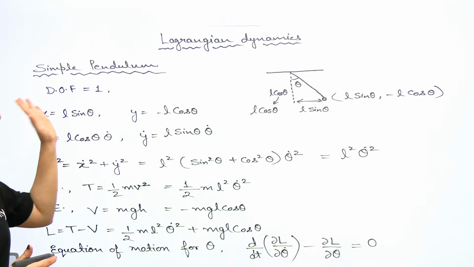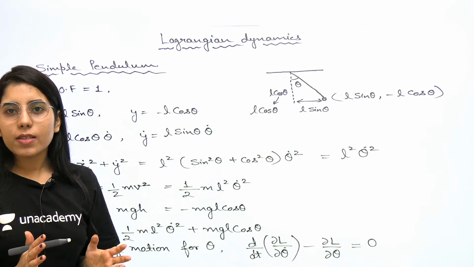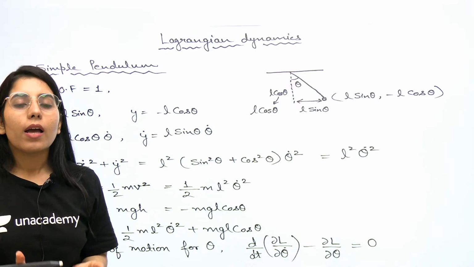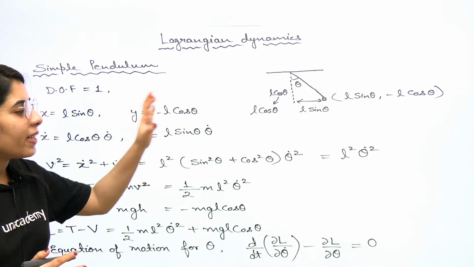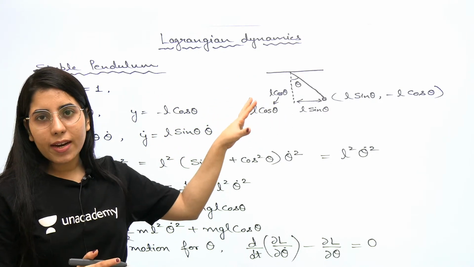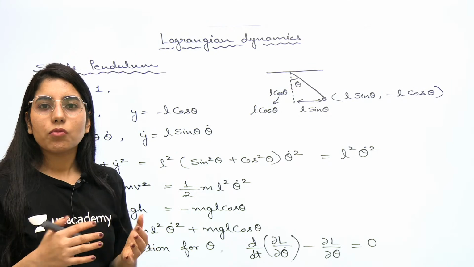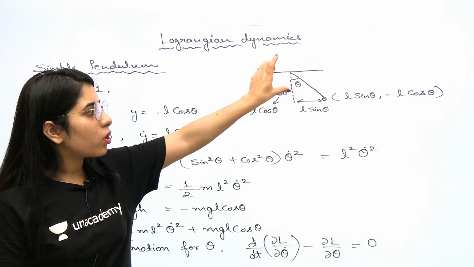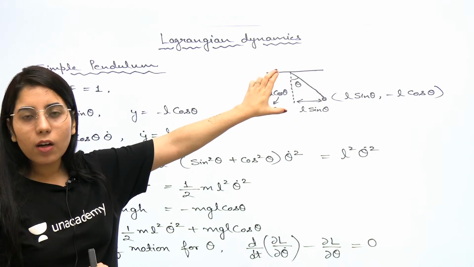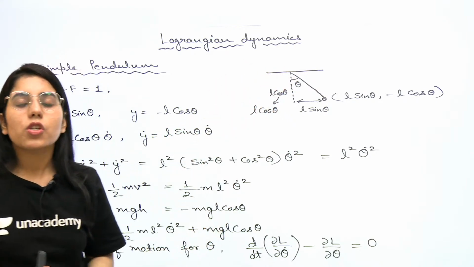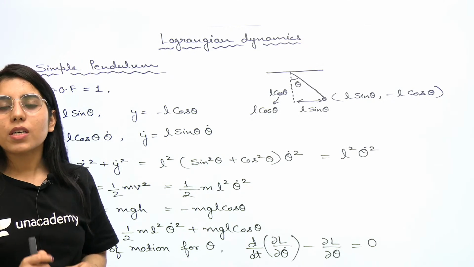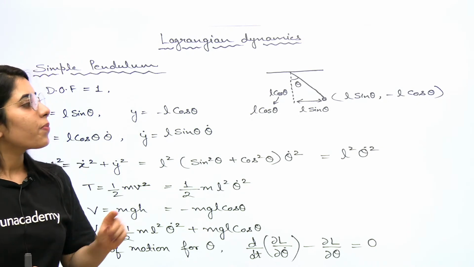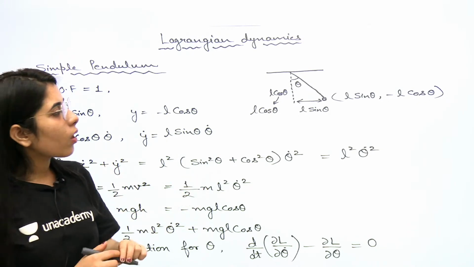If I talk about the degrees of freedom of the system, that's going to be only one. Why? How many independent coordinates do we have which can freely change? Only one, that is theta, because the length is fixed here, so only theta can change, due to which the degrees of freedom is 1.